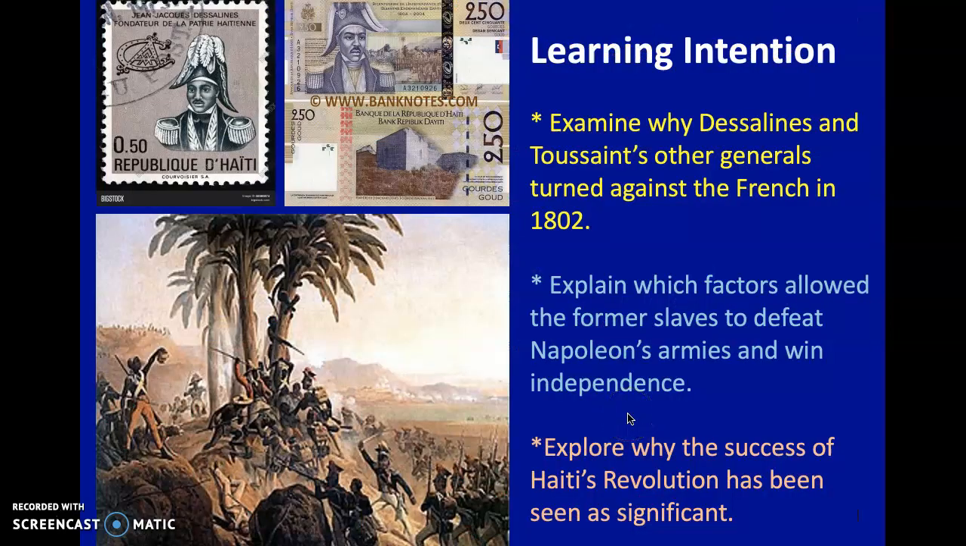Right, our learning intention here is to understand why Dessalines and his other generals turned against the French in 1802. That's where we left it last lesson. And look at some of the factors that allowed the former slaves to defeat Napoleon's armies and win independence. This is one of the great underdog stories in history. As you know, the best soldiers that Napoleon had was sent out. His brother-in-law, the most trusted general that he had, is sent to lead them and retake the island and to vanquish Toussaint. They're partially successful until they are not.